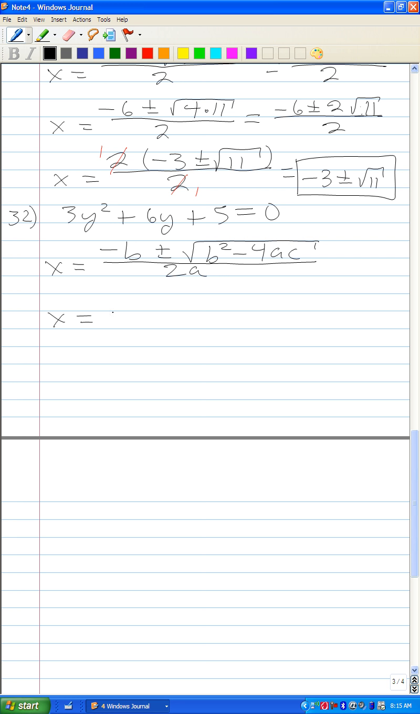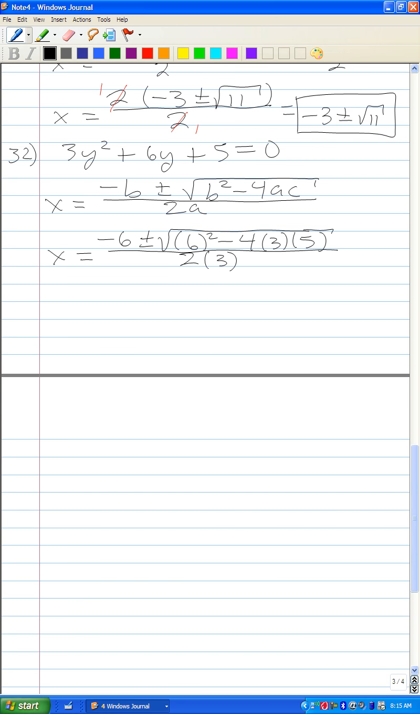And so x is equal to negative b plus or minus the square root of b squared minus 4ac all over 2a. And so x is equal to negative 6 plus or minus the square root of 6 squared, 36. Negative 4 times 3 times 5, 60. All divided by 2 times 3, 6.